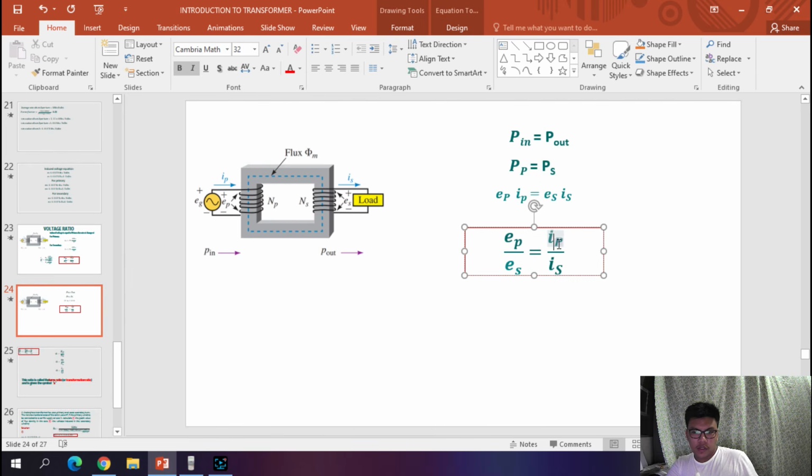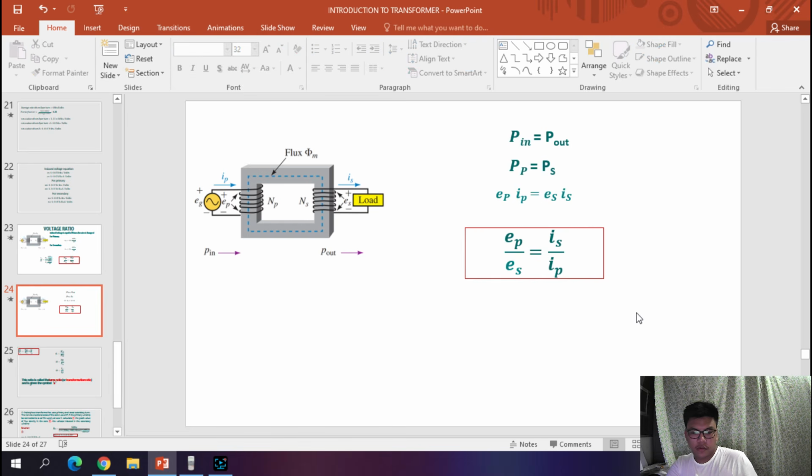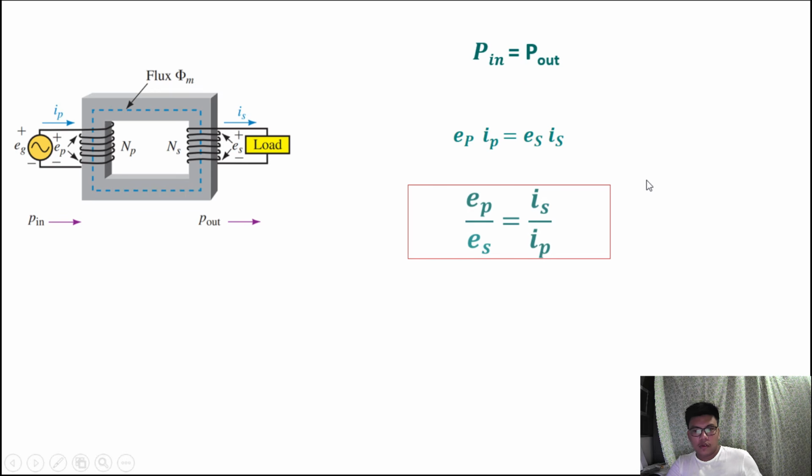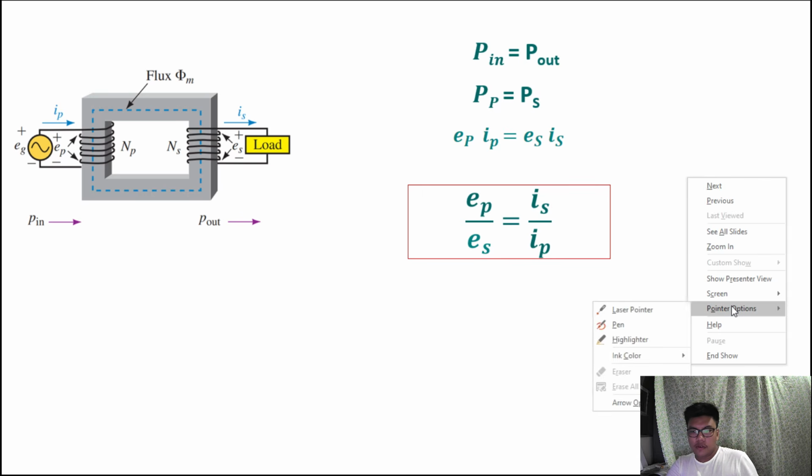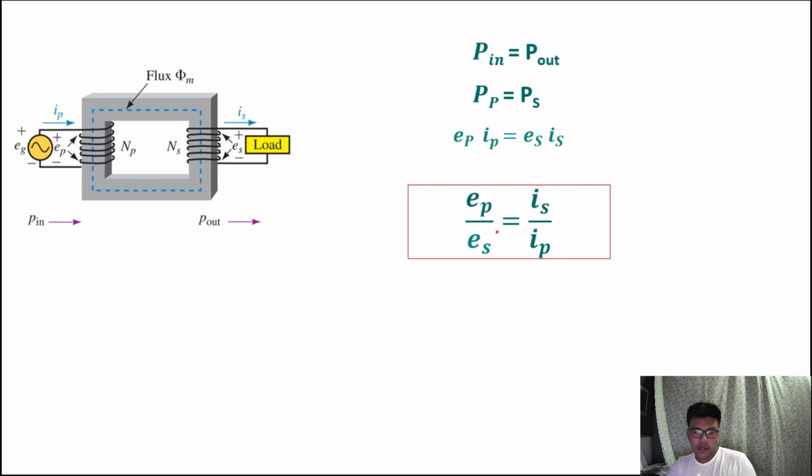So this should be I sub S. So we have E sub P all over E sub S is equal to I sub S all over I sub P. So ito pa isa nating ratio. So therefore we have E sub P all over E sub S is equal to N sub P all over N sub S is equal to I sub S all over I sub P.